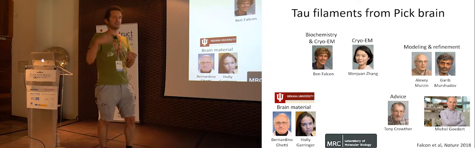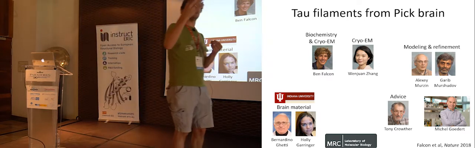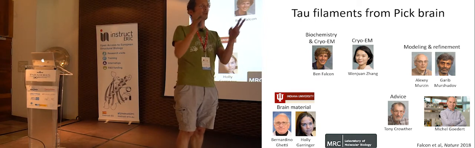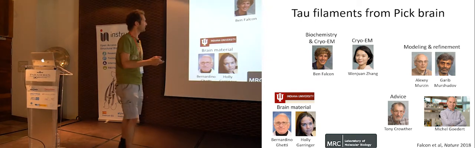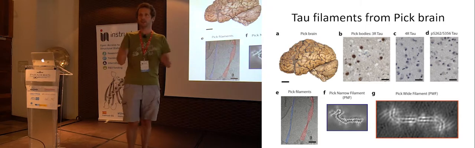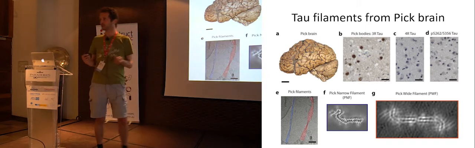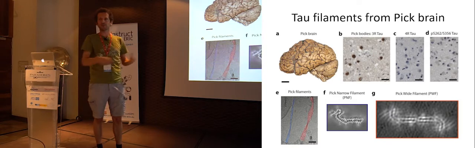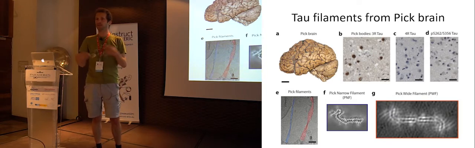And as you might recall, I mentioned before that in Pick's disease only the three repeat isoforms of tau incorporate in these filaments. So this is a picture of the brain that we used. They have these specific Pick bodies which the neuropathologists use to diagnose the disease postmortem. And if you look at it in Cryo-EM, you can see there are narrow filaments and there are filaments which are about twice as wide. We did the structure of both of them.